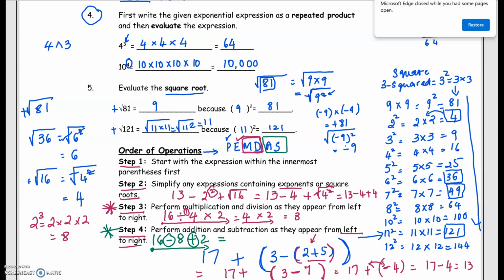Go from left to right. Whatever comes first, do that first. 16 minus 8 comes first. Subtraction comes first. So do the subtraction first. And then add the 2. So that makes it 10. 16 minus 8 is 8. And then you do the addition because it comes second when you go in the order from left to right.